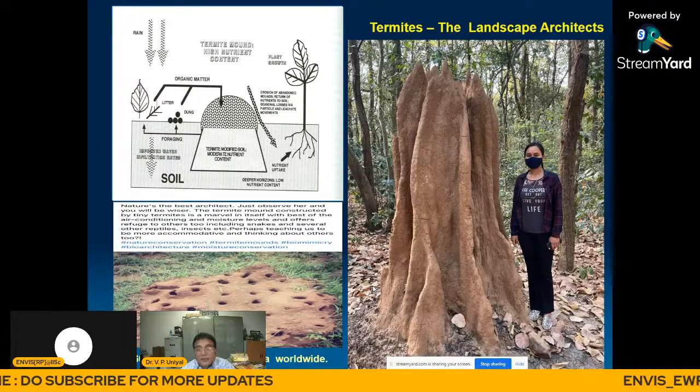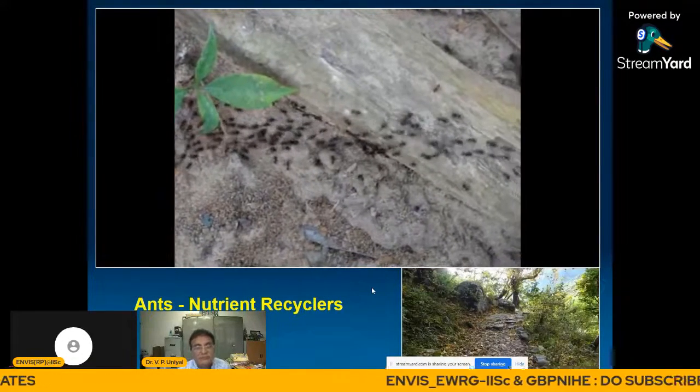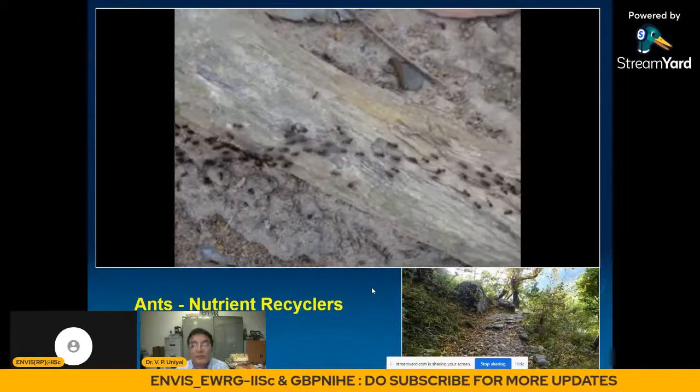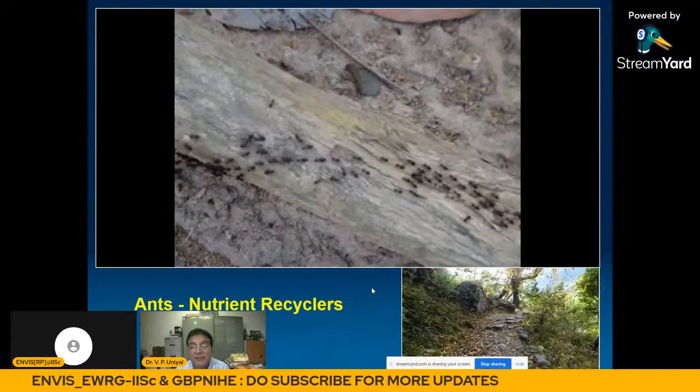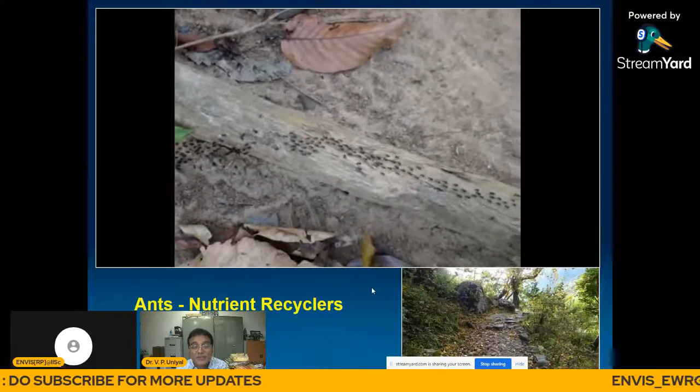You can see here, you might have seen this type of movement in the ants. The ants are moving, making a healthy ecosystem. They are decomposing the leaf litter.